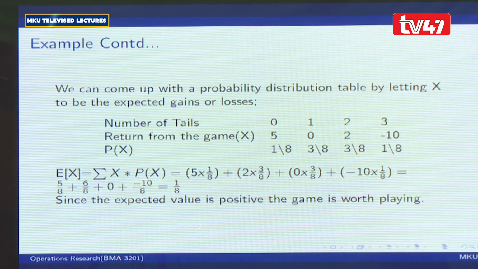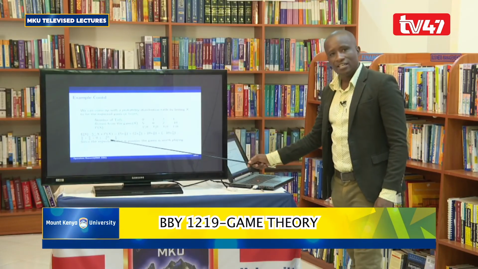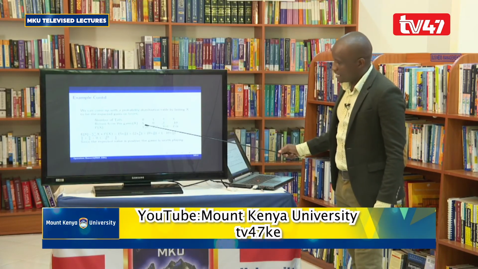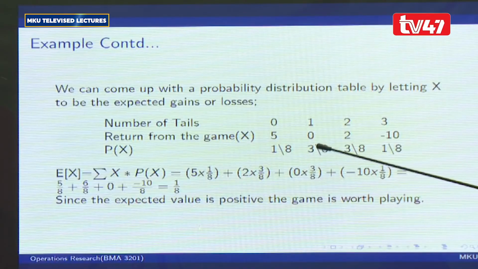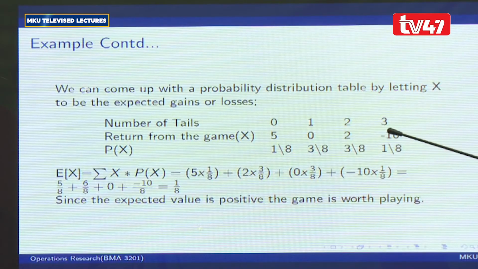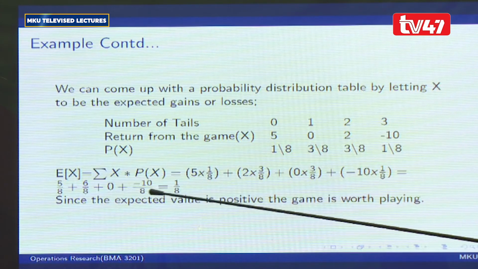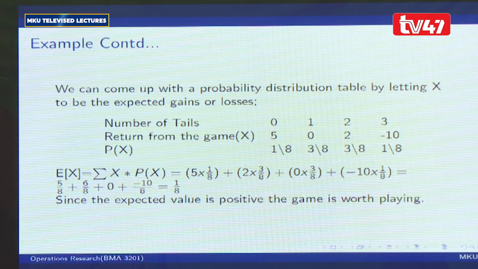So we said, for you to get the expected value of a random variable, you take the x's, you multiply with the corresponding probabilities. So I would take this times this, plus this times this, plus this times this, plus this times this, which are listed here. And then that gives us this, which is 1 over 8. So since the expected value of the game is positive, this is a game worth playing.